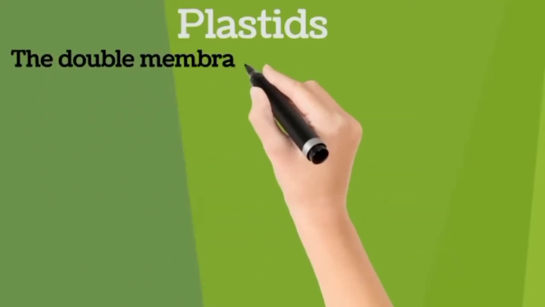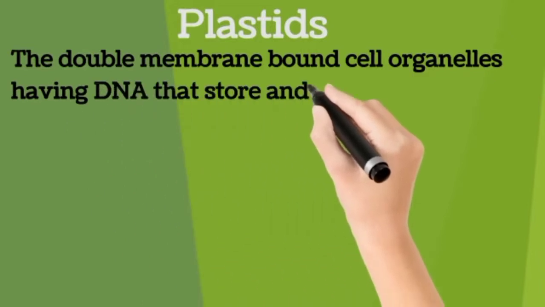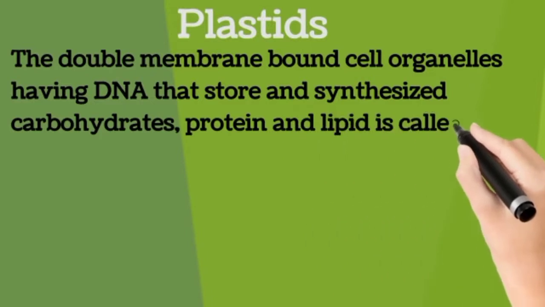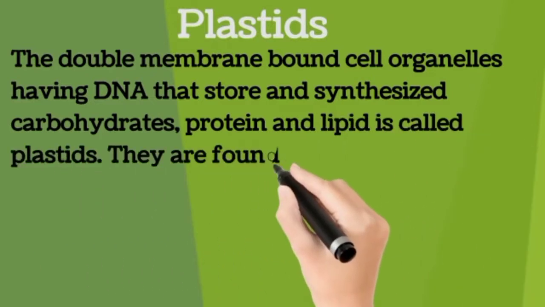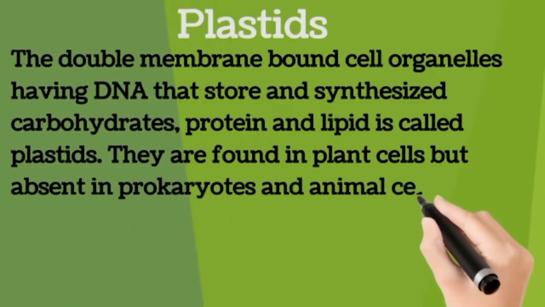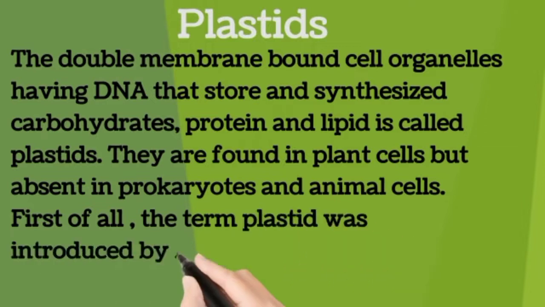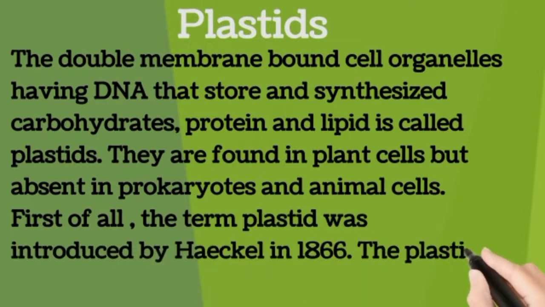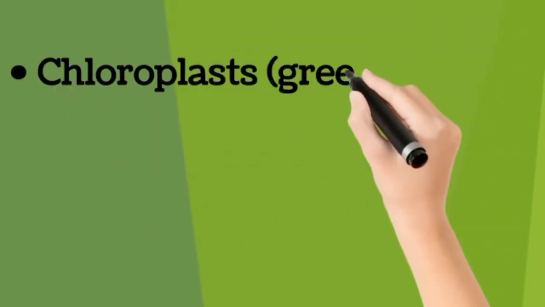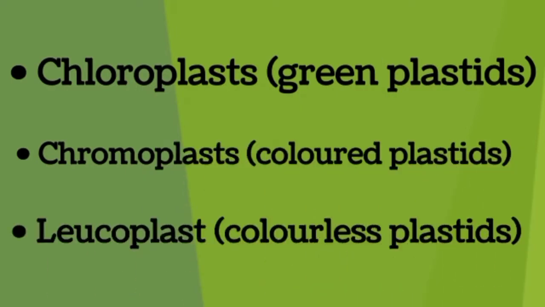Plastids are double membrane bounded cell organelles having DNA that store and synthesize carbohydrate, protein and lipid. They are found in plant cells but absent in prokaryotes and animal cells. The term plastid was introduced by Haeckel in 1866. Plastids are classified into three types: Chloroplast, Chromoplast and Leucoplast.